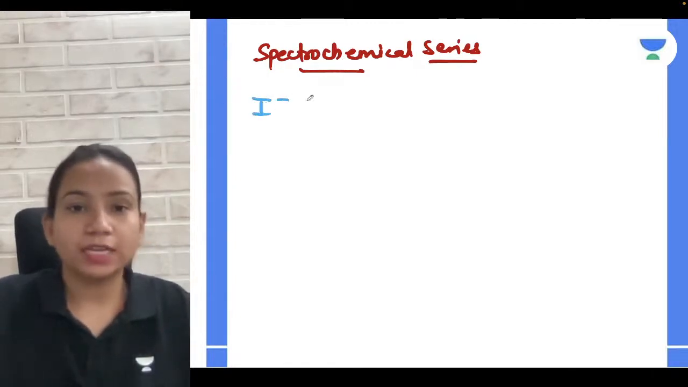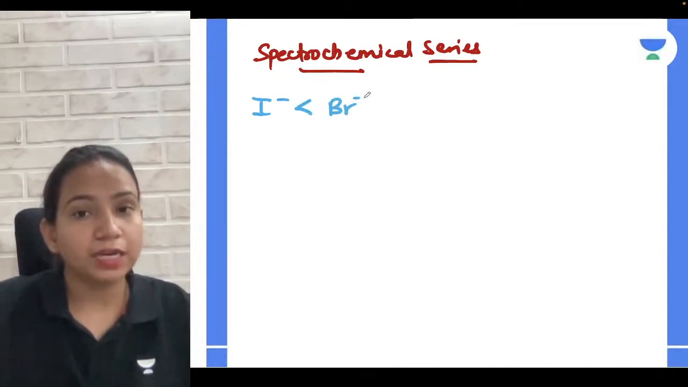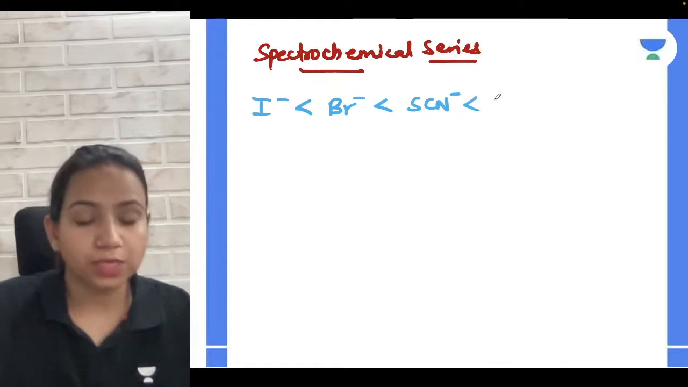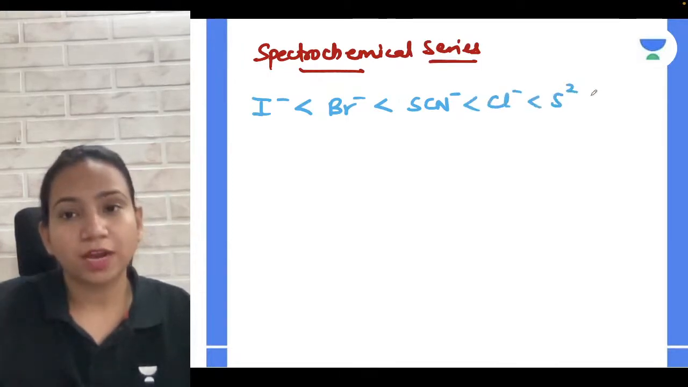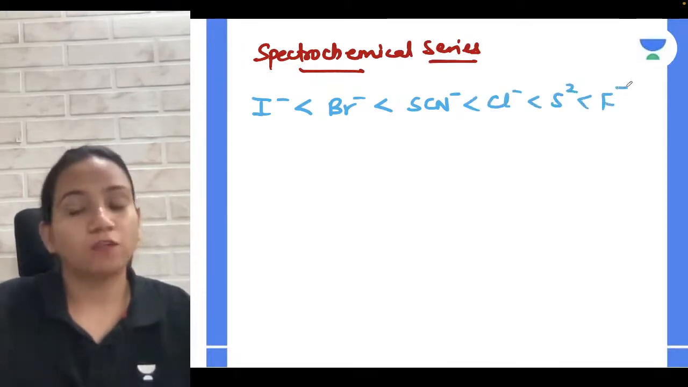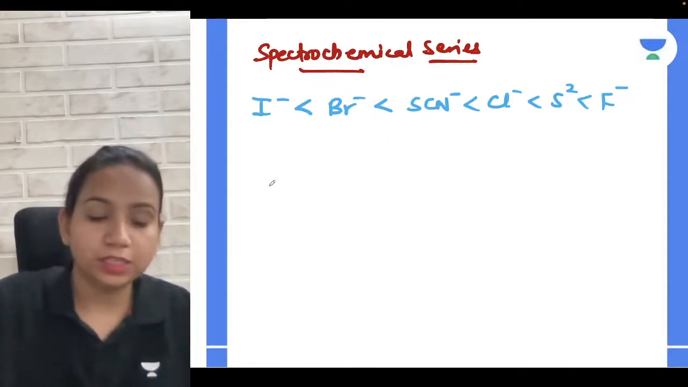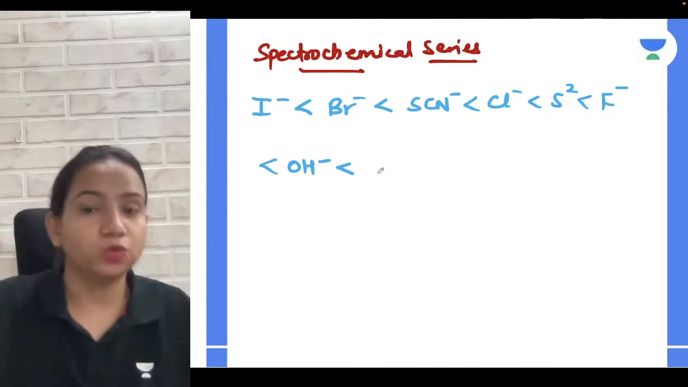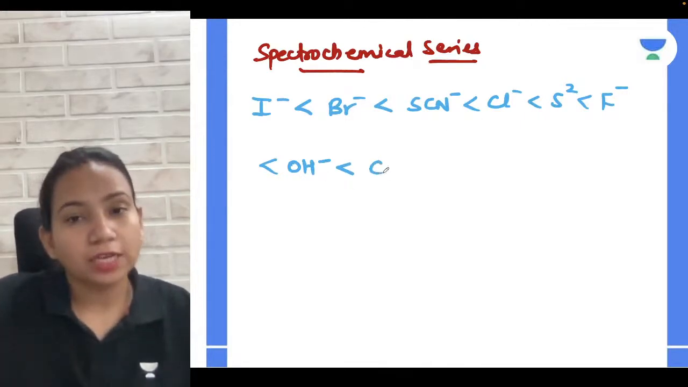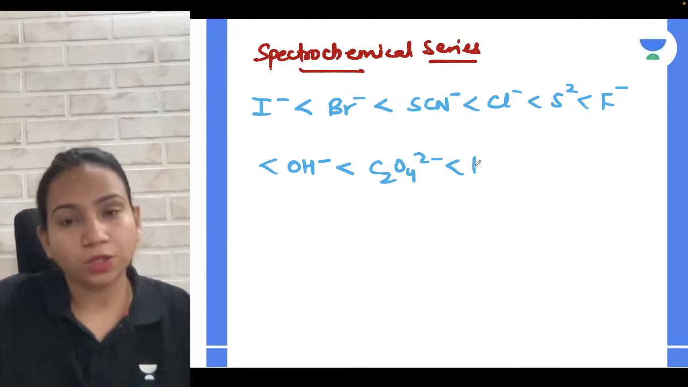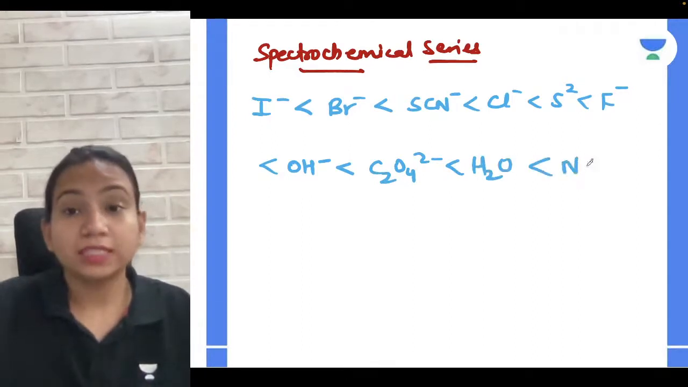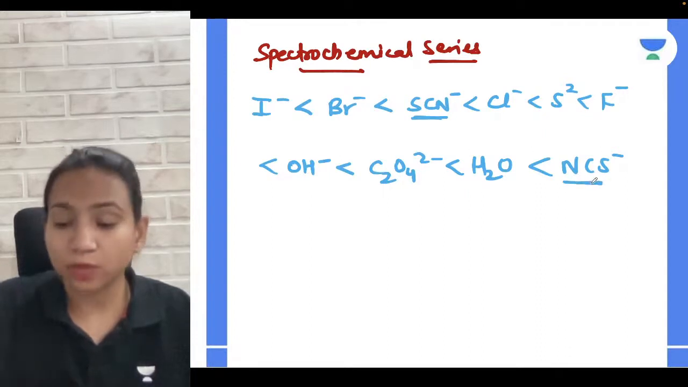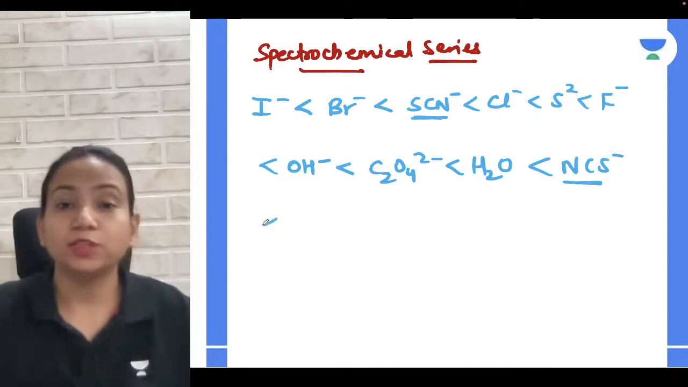So you have I negative, it is weak, Br negative, weak, thiocyanate, weak ligand, chlorine, sulfide, fluorine, they are weak ligands. I'll tell you from where it will start being strong. Hydroxide is stronger than fluorine. Then you have oxalate, C2O4 2 minus, water, NCS minus, isothiocyanate. See, this is thiocyanate, this is isothiocyanate. These are all ligands. Then you have EDTA.